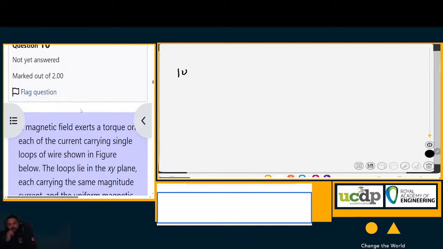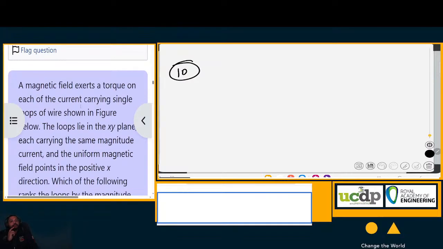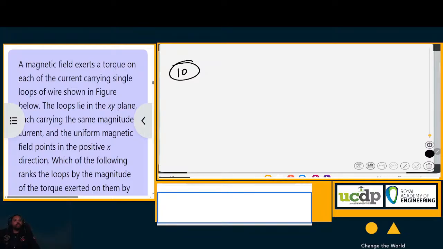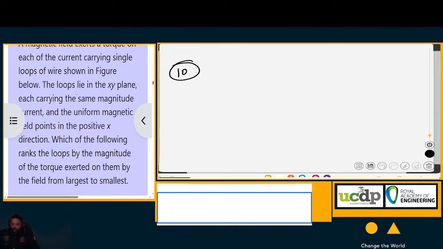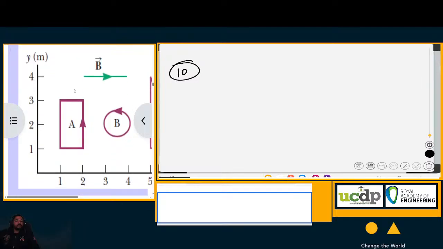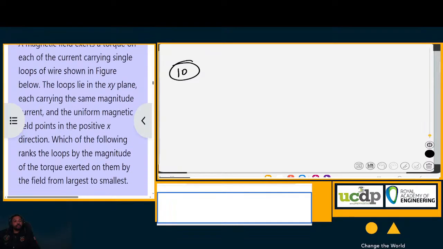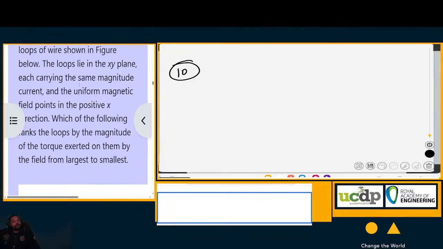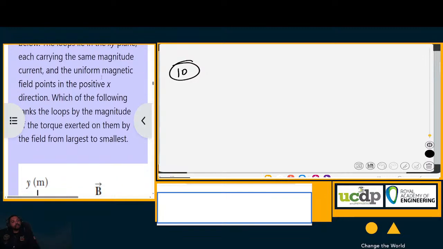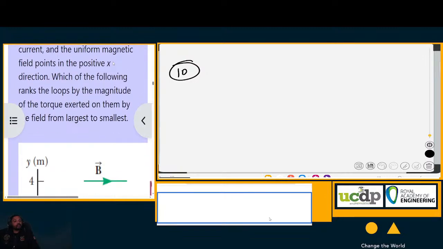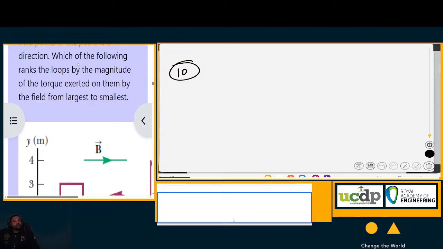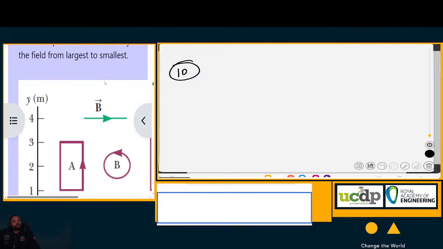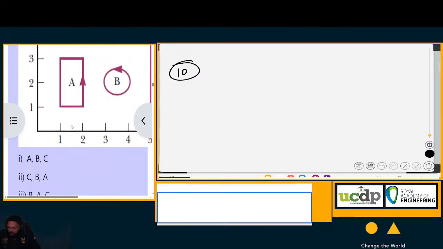Question number 10. A magnetic field exerts a torque on each of the current carrying single loops of wire shown. Okay, so here we have these loops of wire. The loops lie in the XY plane, each carrying the same magnitude current, and the uniform magnetic field points in the positive X direction. Which of the following ranks the loops by the magnitude of the torque exerted on them by the field from largest to smallest? Okay, so let's calculate.